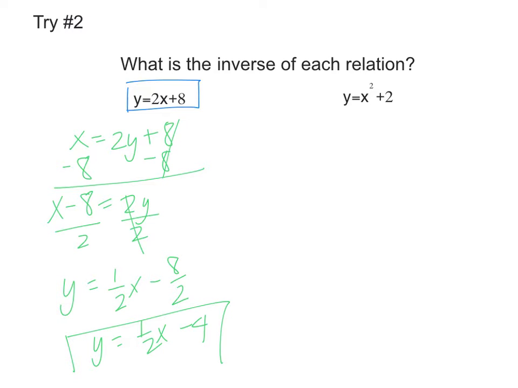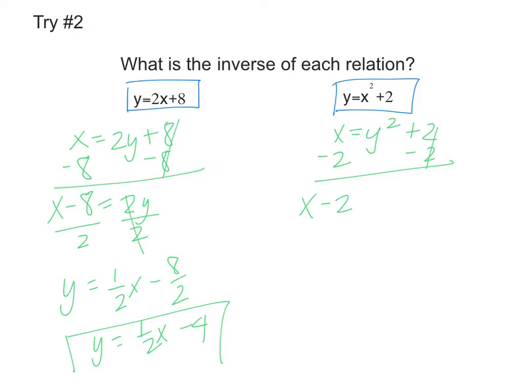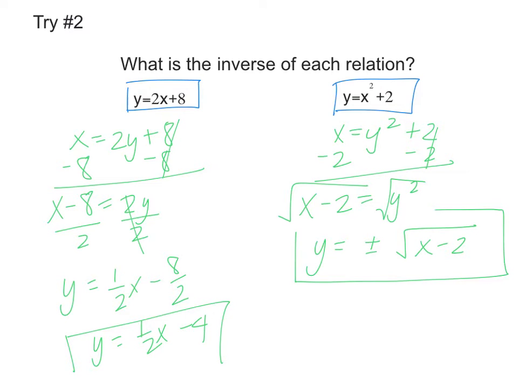All right, the next one, this is the original, and then we need to switch. So this is x equals y squared plus 2. We're going to subtract 2. We'll get x minus 2 equal to y squared. We need to take the square root. So then y will equal plus or minus the square root of x minus 2. And that is the second one. All right, great. Let's move on to the last example.